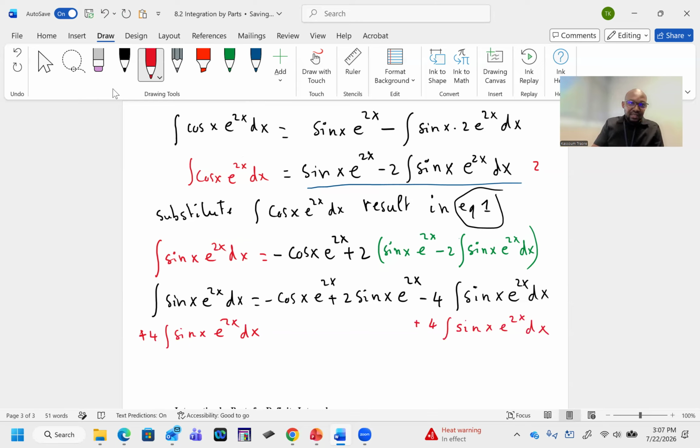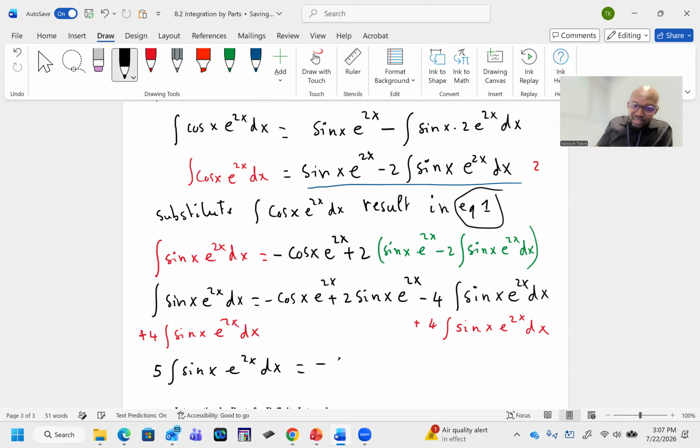So if I do that, 1 integral of sin x e to the power of 2x dx plus 4 integral of sin x e to the power of 2x dx will give me 5 times the integral of sin x e to the power of 2x dx. Right?